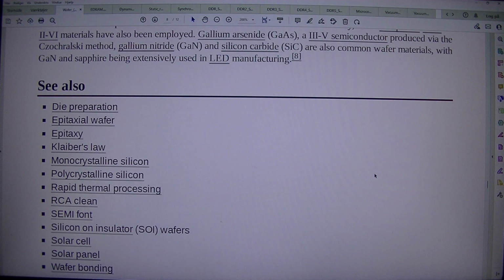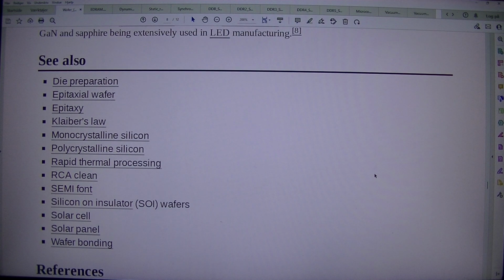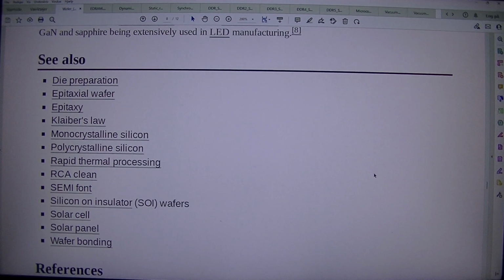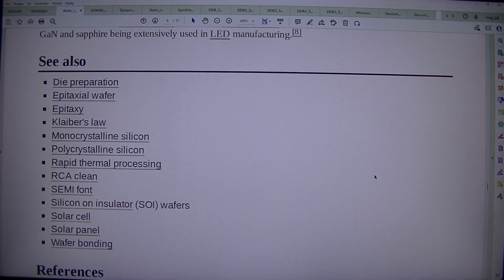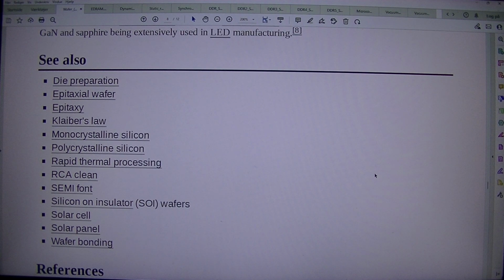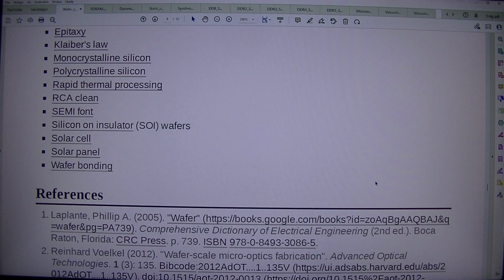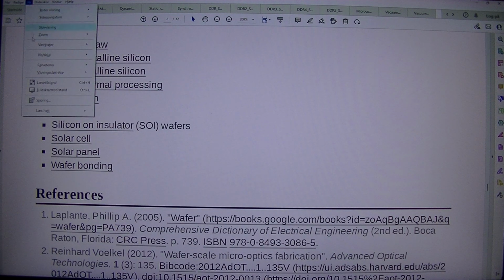See also. Die preparation. Epitaxial wafer. Epitaxy. Kleber's law. Monocrystalline silicon. Polycrystalline silicon. Rapid thermal processing. RCA clean. Semi-font. Silicon on insulator, SOI, wafers. Solar cell. Solar panel. Wafer bonding.